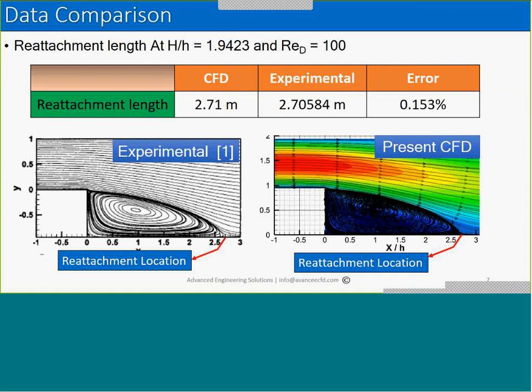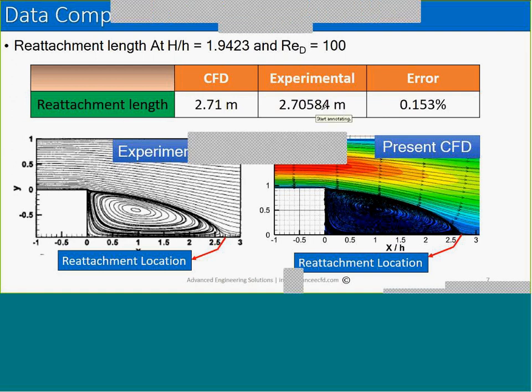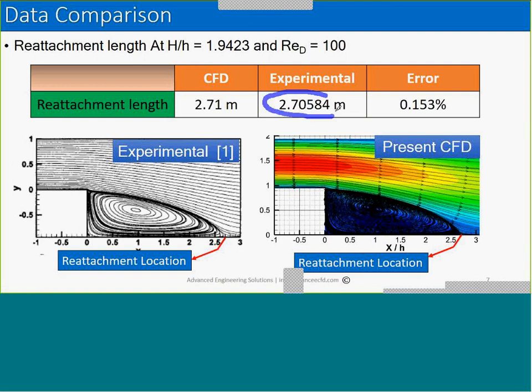So let's discuss the results. In the experimental work of this paper, they have stated the length is equal to 2.70584. Exactly what you are quoting from the reference paper. The length here, this is the point here. And from this CFD which I am showing to you here, it is 2.71. The error is only 0.153%.